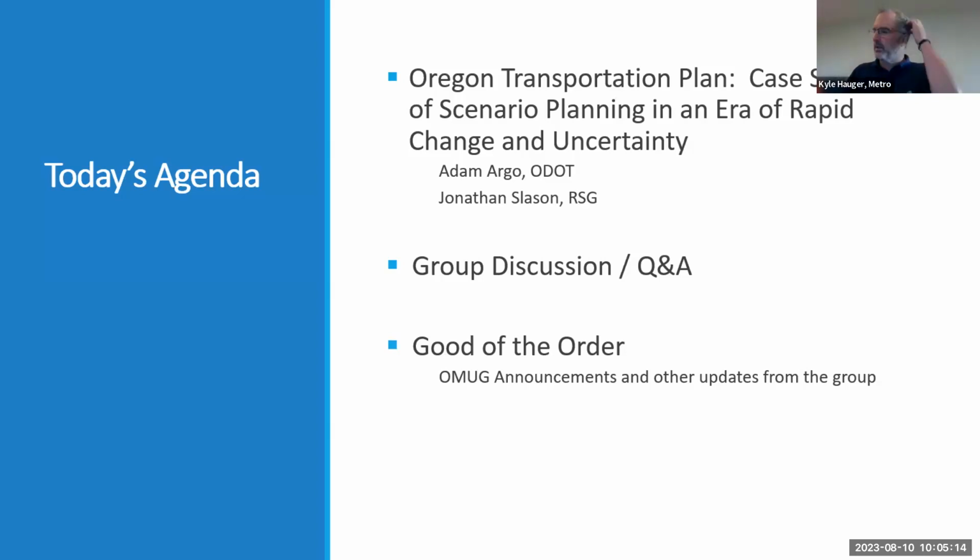Otherwise, I'll go ahead and introduce Adam and Jonathan. Adam is a principal planner at ODOT's Transportation Planning Unit. He has over 20 years of experience in transportation and land use planning, and holds a BA in political science and a master's in urban planning, both from the University of Kansas. Jonathan is a director at RSG. He leads strategic modeling practice to support long-range planning and scenario planning efforts for MPOs and departments of transportation, including the scenario planning and modeling analysis he has done for the Oregon Transportation Plan. So Adam and Jonathan, thanks for coming and presenting today, and I will let you take it from here.